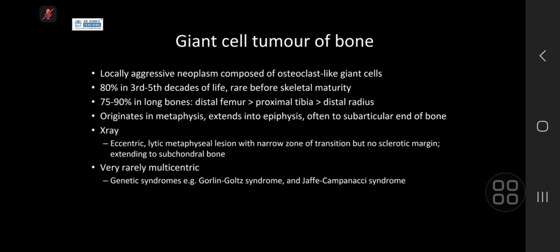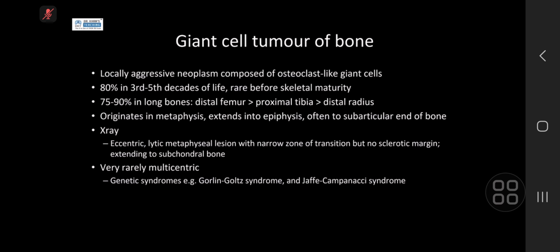75 to 90% occur in the long bones, predominantly in older people, so 30 to 50, and they originate in the metaphysis and extend to the epiphysis and often abut the subarticular bone. They are generally eccentric with no sclerotic margin, and have a narrow zone of transition.